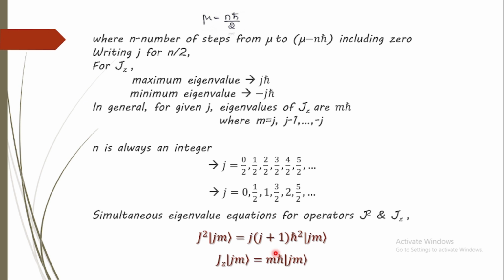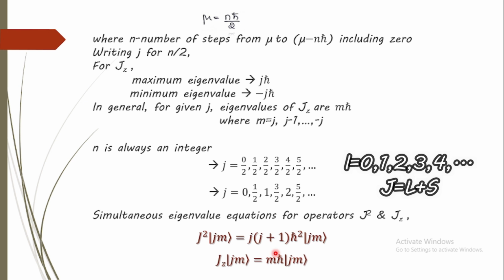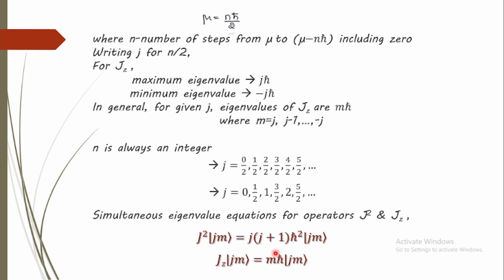So earlier we had considered lambda as L into L plus 1, because there we had taken orbital angular momentum, and now we have just considered the general angular momentum. So there L was taking the value of 0, 1, 2, 3, so on, but here J takes the value of L plus S, that is 0, half, 1, 3 by 2, 2, so on. So that is how the difference comes.